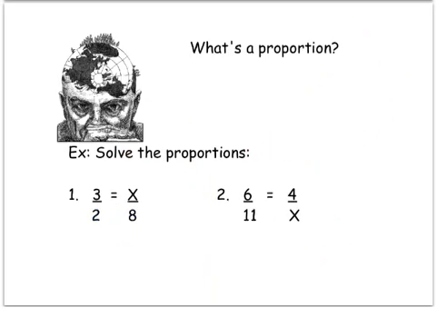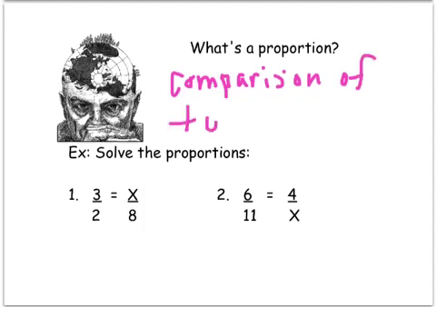Okay. Now we're going to talk about what a proportion is. A proportion is a comparison of 2 ratios. A ratio is a comparison of 2 numbers, but a proportion is a comparison of 2 ratios. Now, how do we solve these?